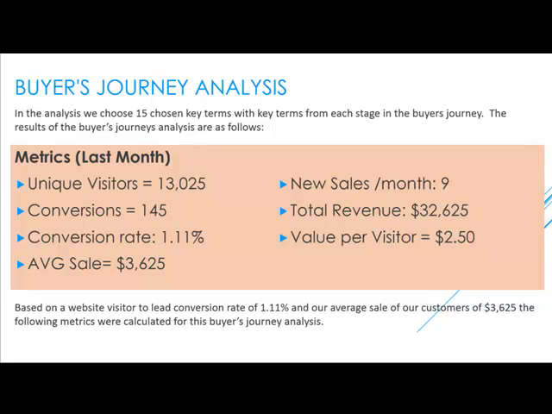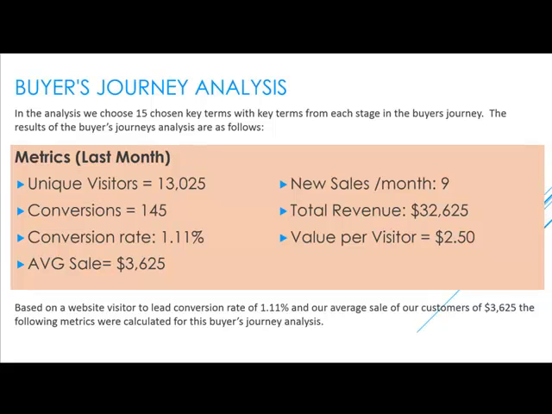Our average sale is just over $3,600 on a brand new sale, first time buyer. And we typically get about 9 new sales a month, and that's actually what we got last month. Our total revenue last month was $32,000 and some change. What that breaks down to is that every visitor that hits our website on average generates us $2.50.